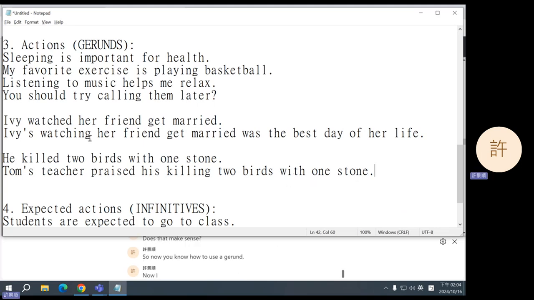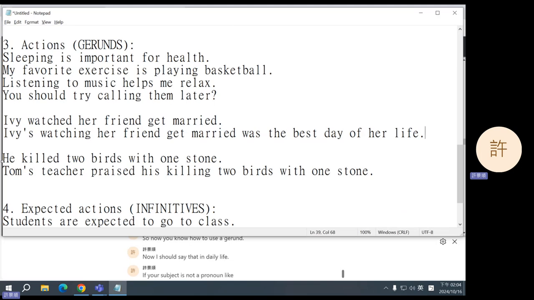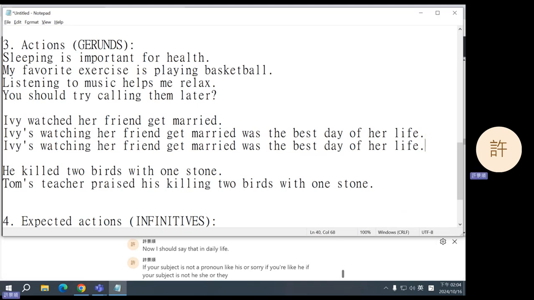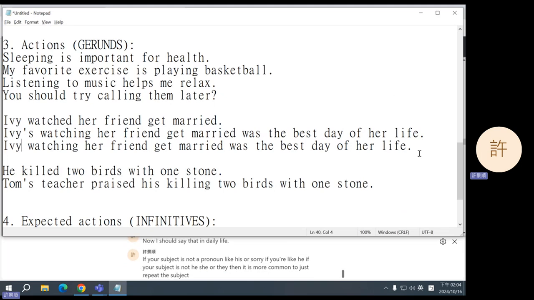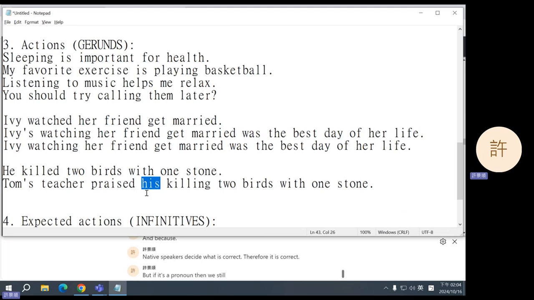Now, I should say that in daily life, if your subject is not a pronoun, like he, she, or they, then it is more common to just repeat the subject. This is technically not correct, but it is common. And because native speakers decide what is correct, therefore it is correct. But if it's a pronoun, then we still usually change it to a possessive. Native speakers still do this.